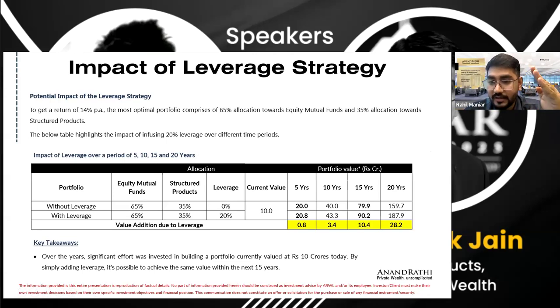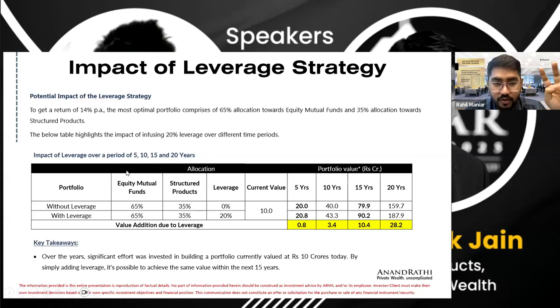If I have to say 5 years, 10 years, 15 years, 20 years, what is the impact of this leverage strategy? So to generate a 14% return, we know the most optimal portfolio comprises of, let's say, 60-65% in equity mutual funds and 35% in structures. So what does the below table do? The below table highlights that if I take that 20% exposure, what is the additional value created by leverage in different time frames?